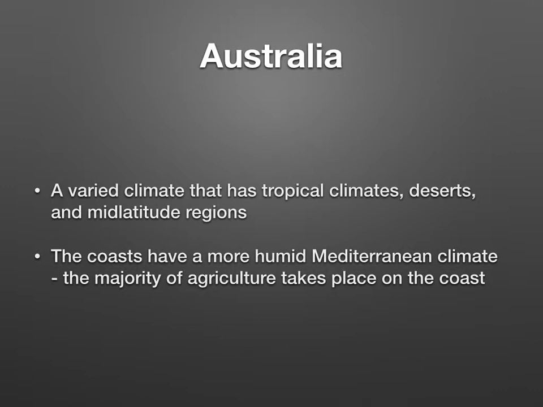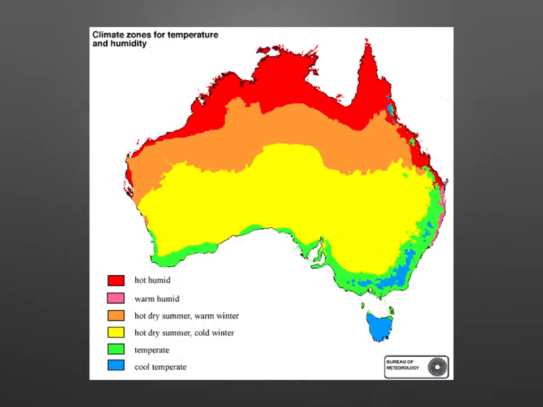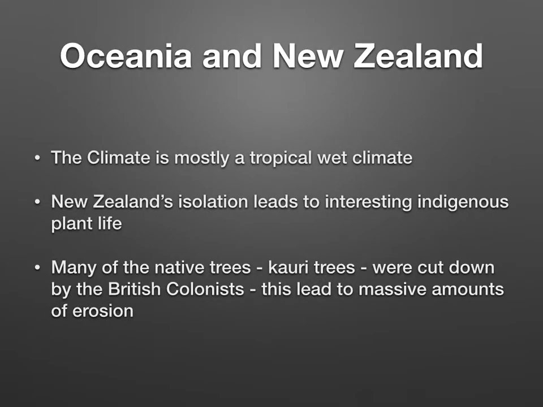Our next slide looks at the different climate zones for temperatures and humidity. So if you can look at the temperatures, humidity, it kind of varies from north to south. Remember, Australia is in the southern hemisphere. So you have Oceania and New Zealand. The climate is mostly a tropical wet climate.